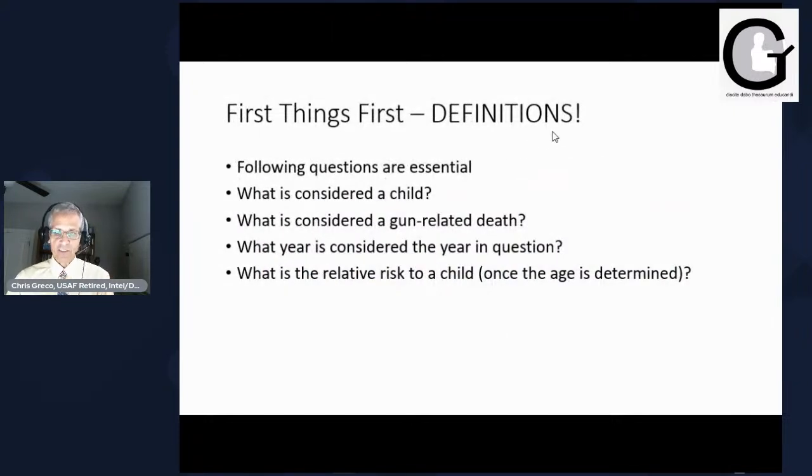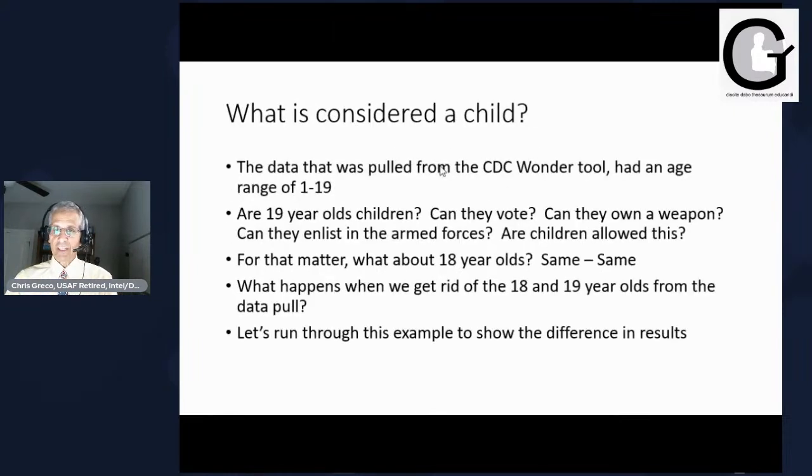The following questions are essential. What is considered a child? What is considered a gun-related death? What year is considered the year in question? And what is the relative risk to a child, once the age is determined? So we're going to go through this, and then I'm going to go through CDC Wonder at the end here.